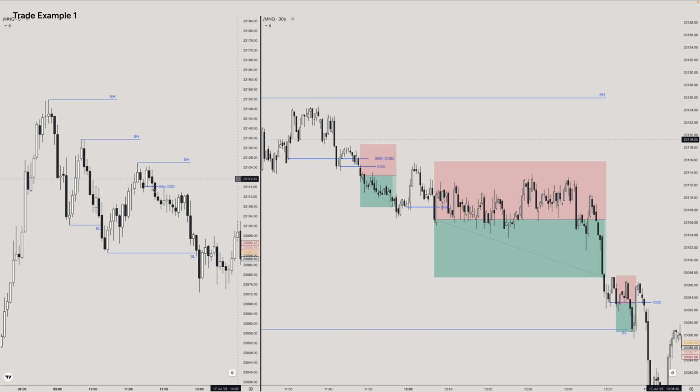That's why, again, once we have the confirmation here, this is the highest probability leg to trade, because now we are trading in line with the 5-minute trend, our higher time frame trend, and in line with the 30-second trend. So we are trading in alignment with two trends.